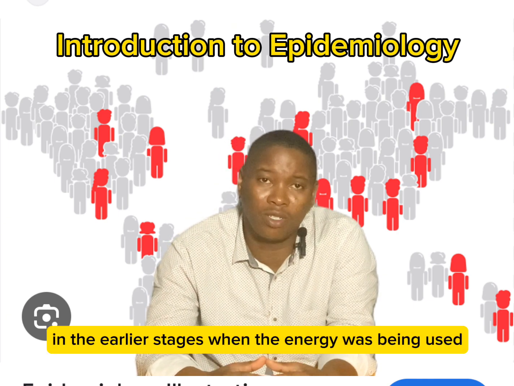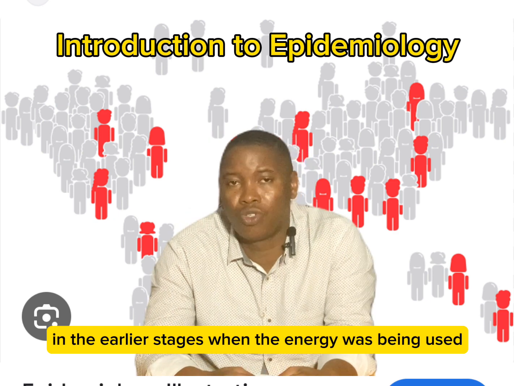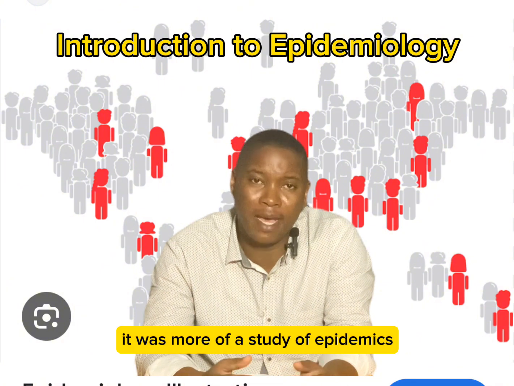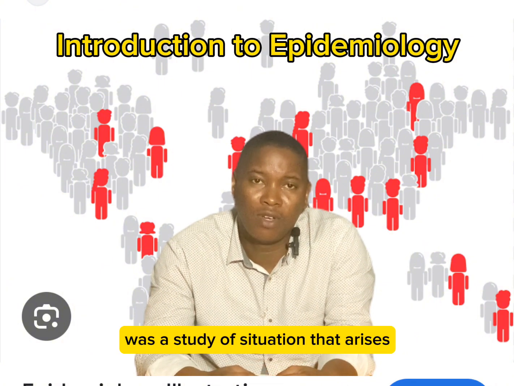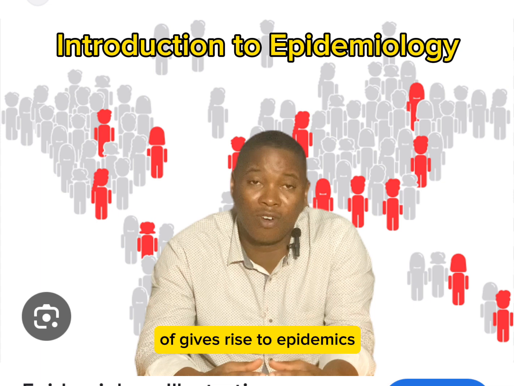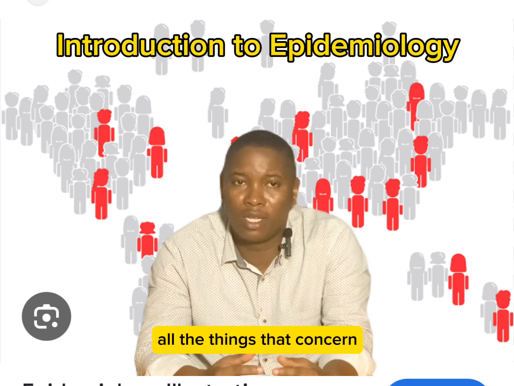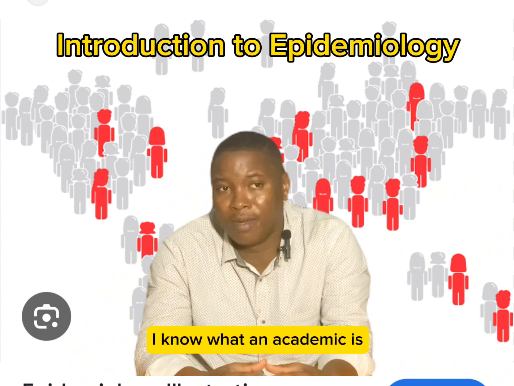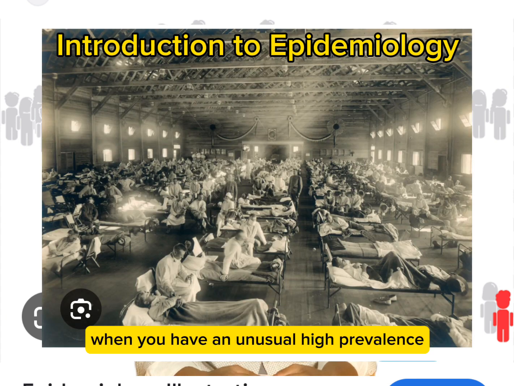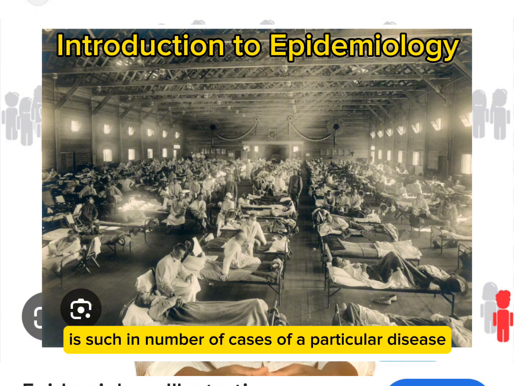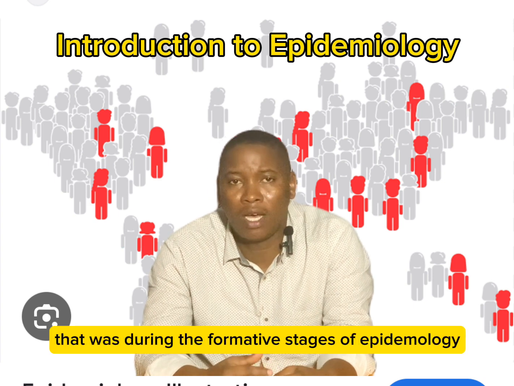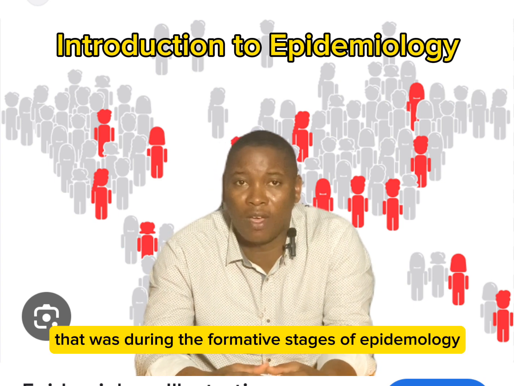In the earlier stages when epidemiology was being designed as a study, it was more of a study of epidemics. It was a study of situations that give rise to epidemics, all the things that concern how an epidemic comes to play. And you know what an epidemic is? When you have an unusually high prevalence, a surge in the number of cases of a particular disease over a very short period of time, we refer to that as an epidemic. That was during the formative stages of epidemiology.